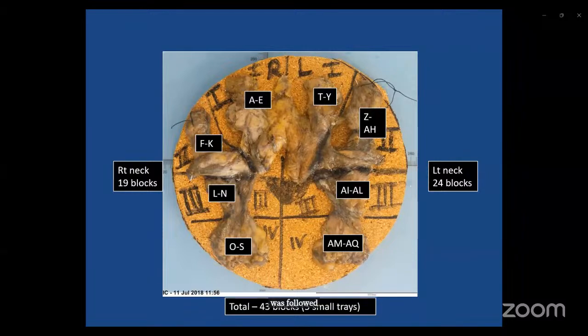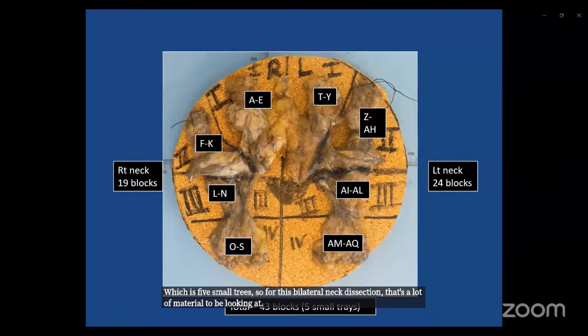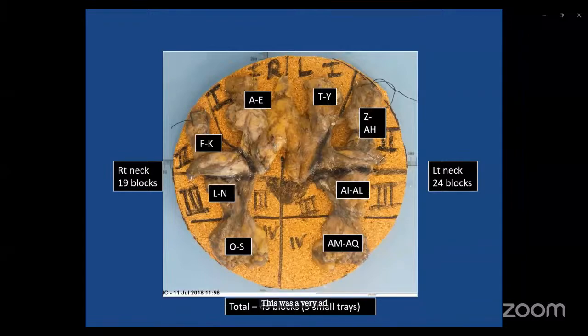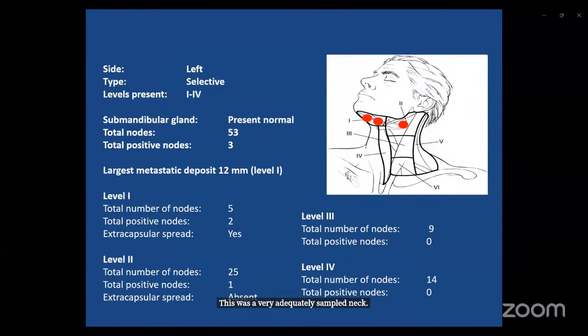This generated 43 blocks, which would be 43 slides, which is 5 small trays. So for this bilateral neck dissection, that's a lot of material to be looking at. This was a very adequately sampled neck. And this was a very well sampled neck with 53 lymph nodes showing 3 positive metastases, and the site of the positive nodes are marked on the diagram.